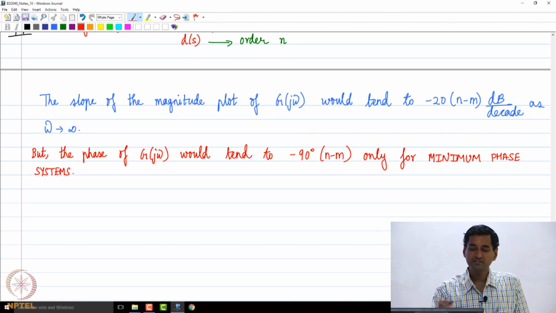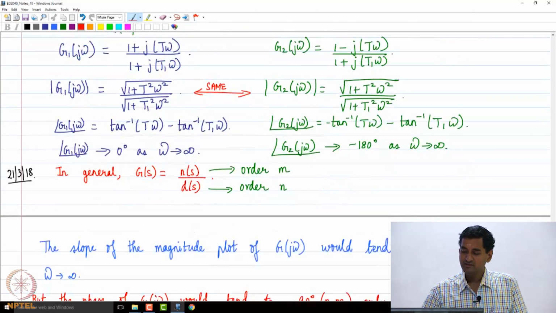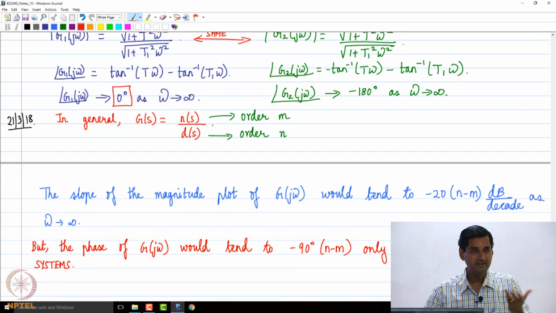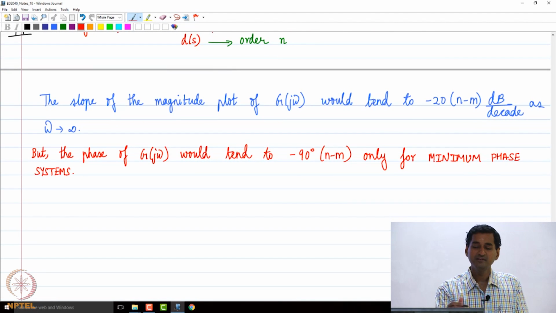Once again we could observe it from the previous example. In the previous example, once again n was 1, m was 1. We saw that the phase went to 0 degrees as omega tends to infinity for the minimum phase system, because n minus m is 0. So one can immediately observe the generalization. But for a non-minimum phase system, we saw that it went to a value different from minus 90 degrees times (n minus m). So this is something which we will use later.